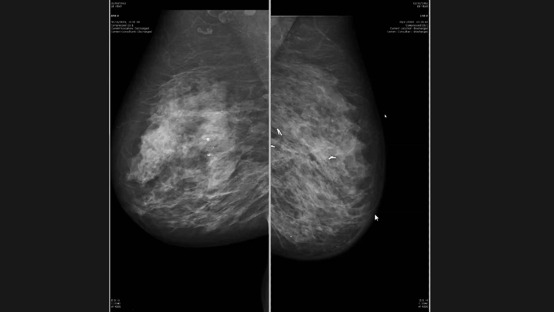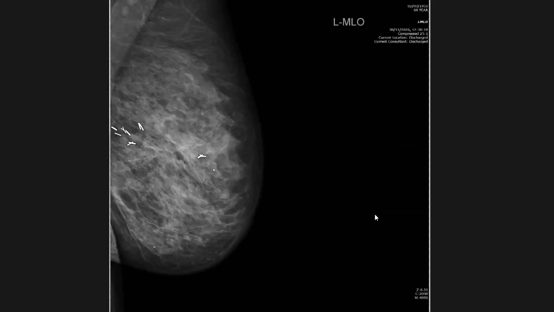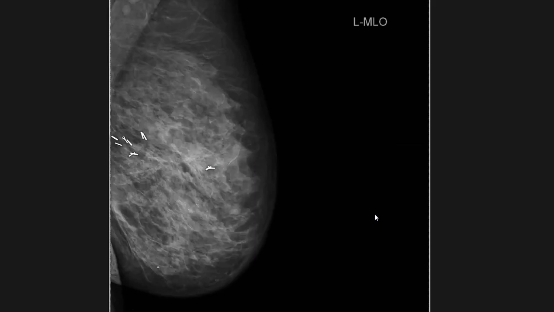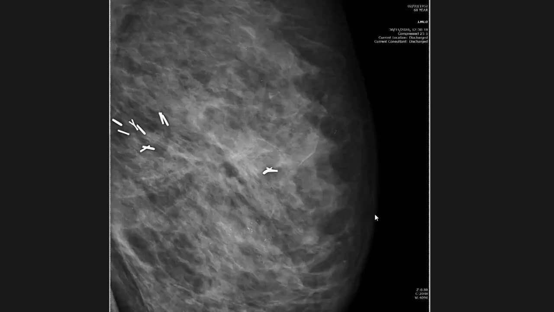Can I just, what I'm going to do is just mag up this mammogram on the left for you, if that's okay. Okay. Can you see this here a bit better? I don't know how it projects on your computer.